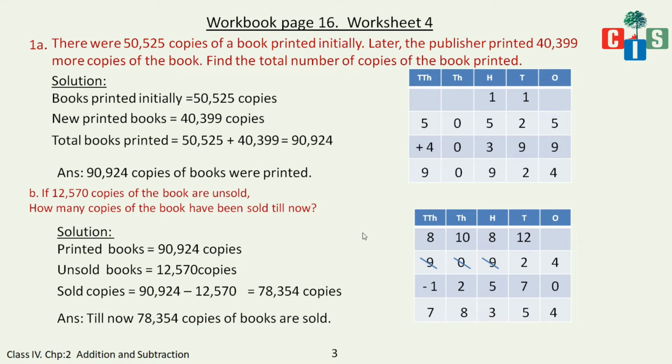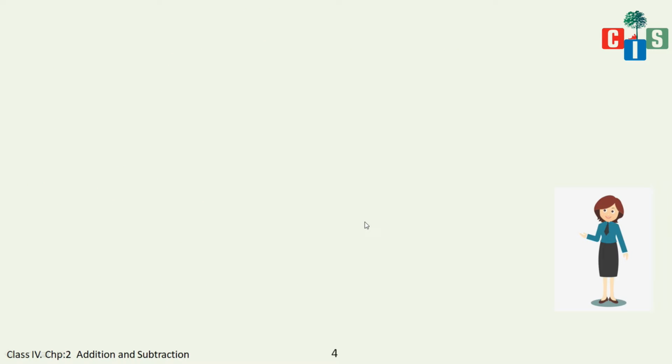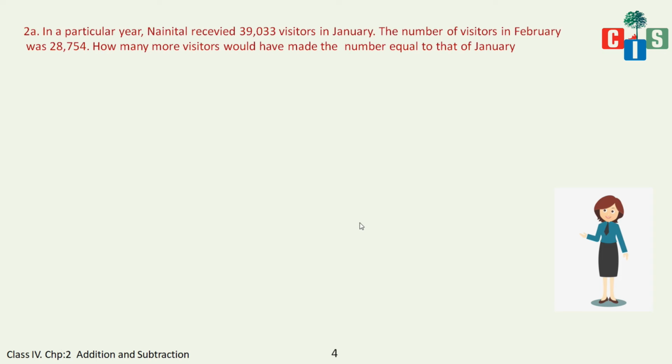Clear with it? Moving on to the next question from the same page. It's 2A. Okay. In a particular year, Nainital received 39,033 visitors in January. Okay. The number of visitors in February was 28,754. Now, students, I find here some grammatical mistake. Can you find it in the sentence: the number of visitors in February was 28,754?